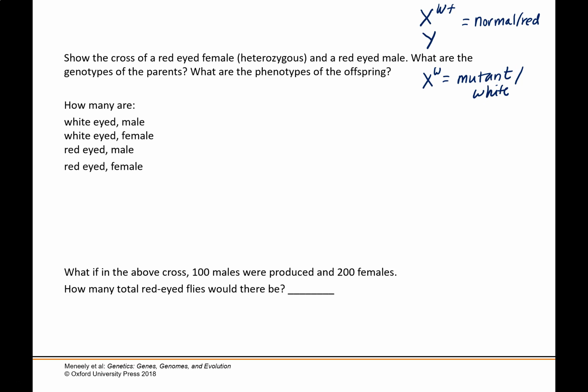All right, so we have a heterozygous red-eyed female. So her genotype is going to be XW plus XW. We're going to cross her with a red-eyed male. So remember, he has only one X chromosome, and then he has a Y with no allele. So what are the genotypes of the parents? We've got them written there. And now phenotypes of the offspring. So let's go ahead and make our cross.